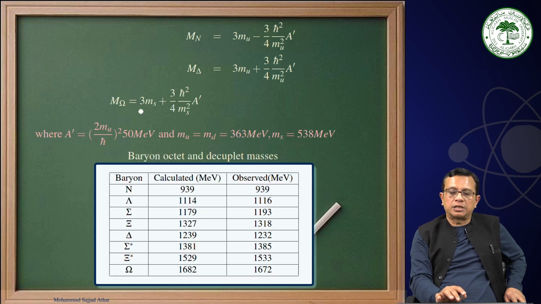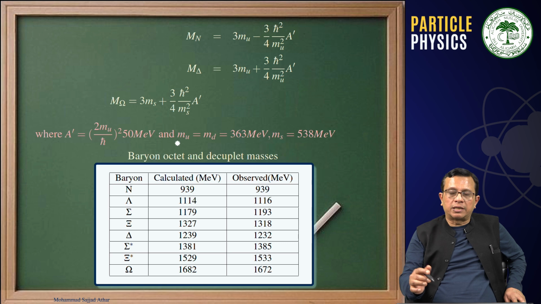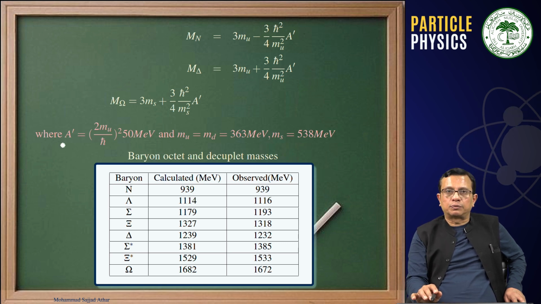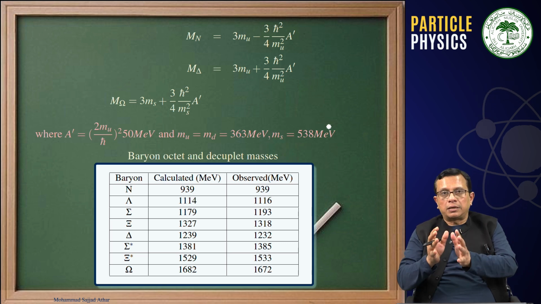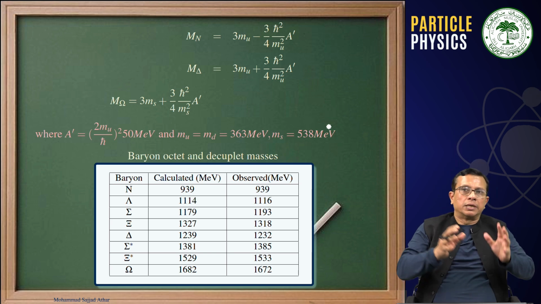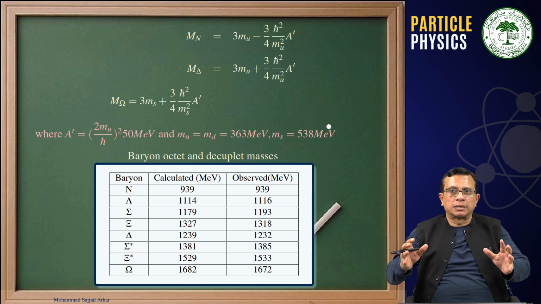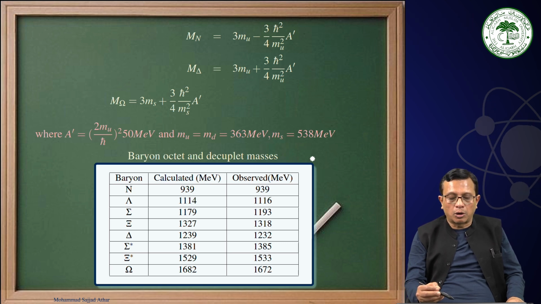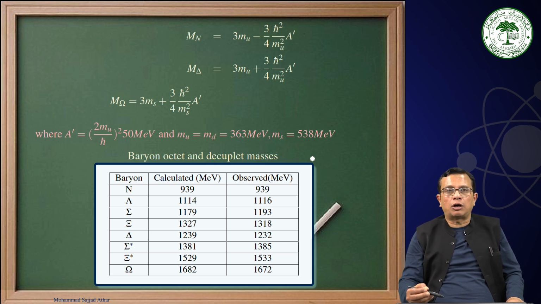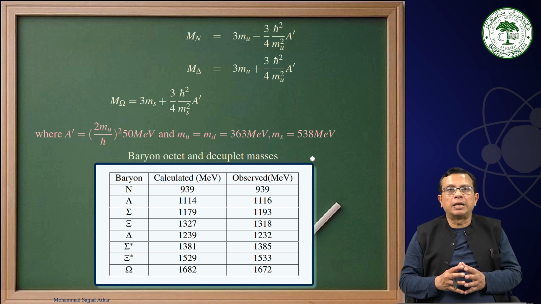Similarly, for omega, which is made up of 3 strange quarks, we can write it here. Again, you see, to get the best values for these particles, we are choosing these values for A prime, Mu, Md and Ms. And now with 10 decuplet members and 8 octet members, that means all those 18 particles, we can fit them with these numbers. And what has been found is that the calculated value and the observed value are in very good agreement.